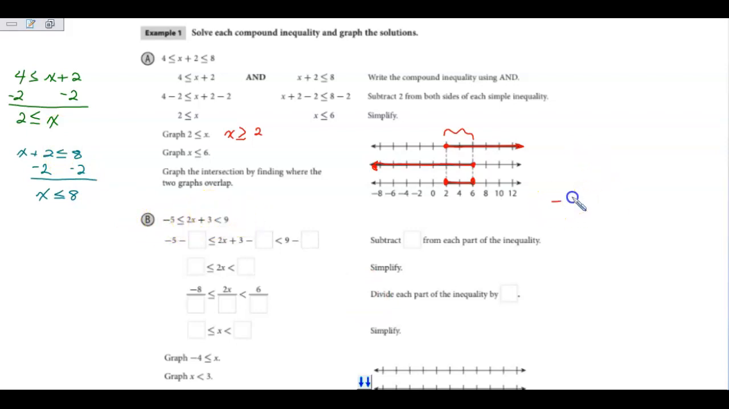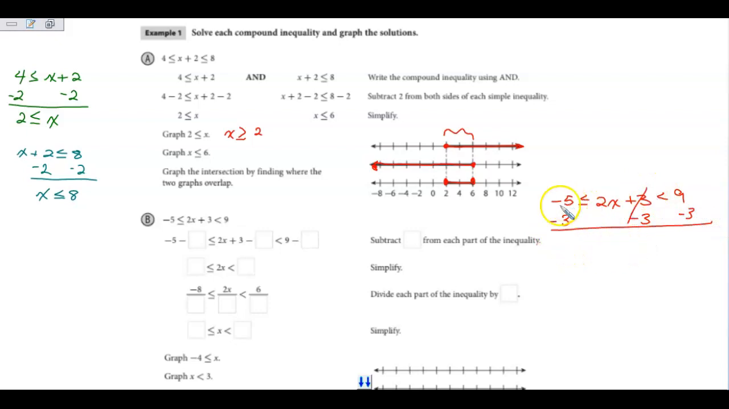So if I have -5 is less than or equal to 2x plus 3, which is less than 9, I can solve it from here. Just remember, what I do on one side of the symbol, I have to do on the other side of the symbol, regardless of which direction, so I'm doing it to everything. So in this case, I'm going to subtract 3 to move it from here, because my goal is to get this x by itself. So I'm going to subtract 3, subtract 3.